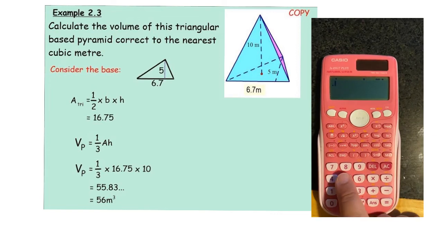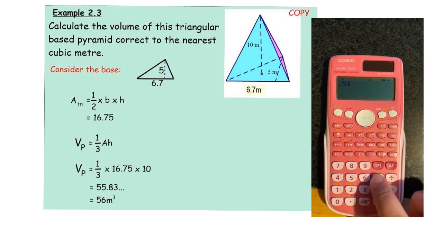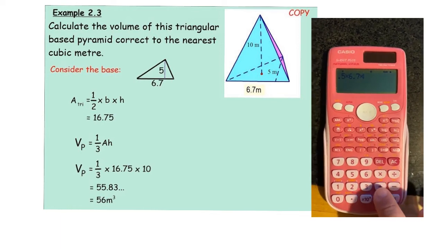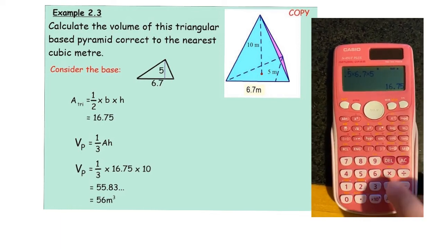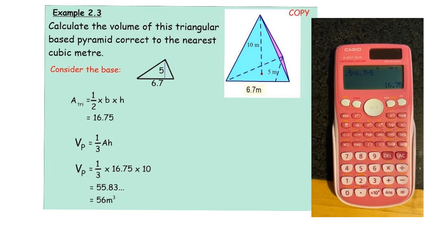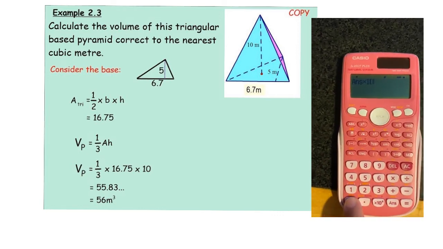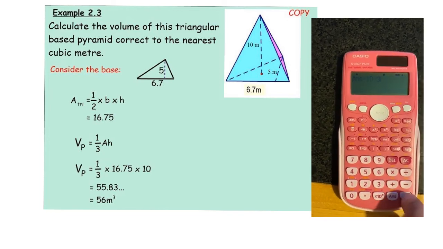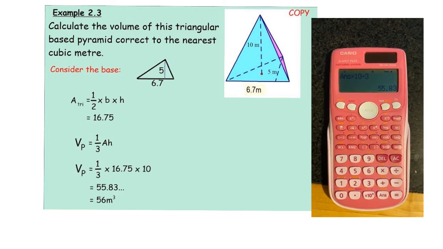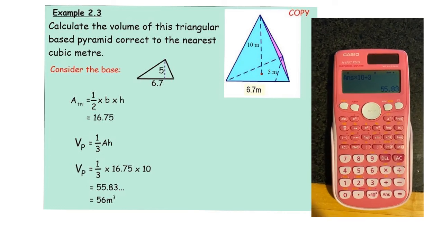I'll just show you me doing it on the calculator to make sure. I've just typed in 0.5 for the half times 6.7 times 5. So that's got me the area of the triangle. And then I've just left that answer on there and typed answer times by 10 and then divide by 3. Or I could have done divide by 3 times by 10, doesn't matter. So 55.83. We've been asked to round to the nearest cubic metre. So that means it's really the same as the nearest whole number. Because there's an 8 after the decimal point, it would be 56 metres cubed. Okay. So make sure you copy that one down.